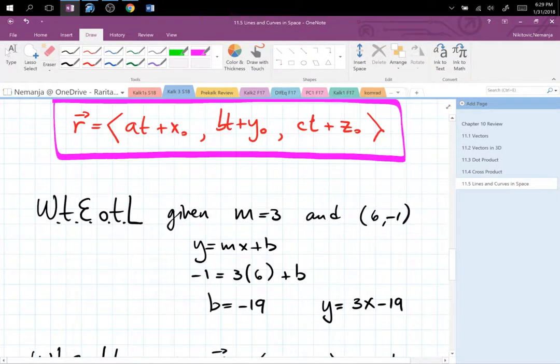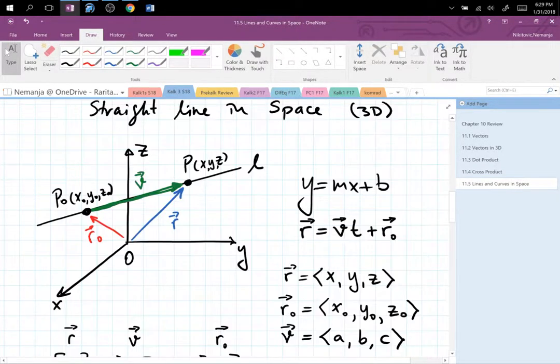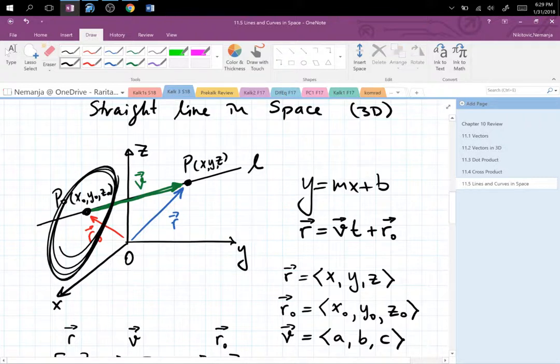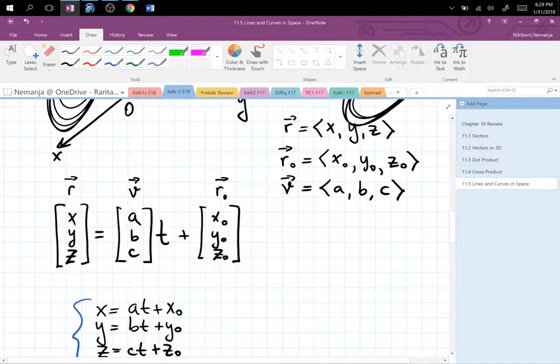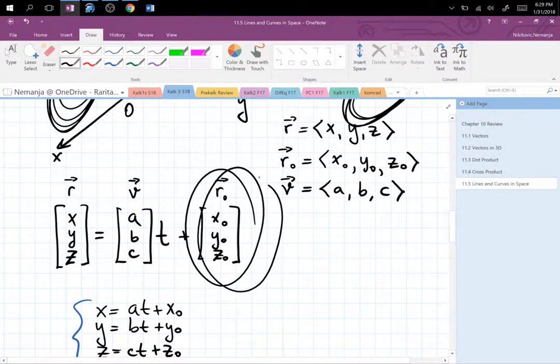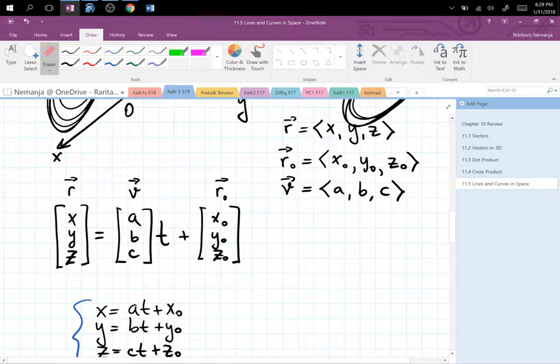Remember, look at the picture. Look at the picture. Right? Good.